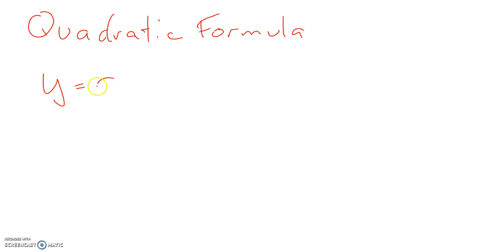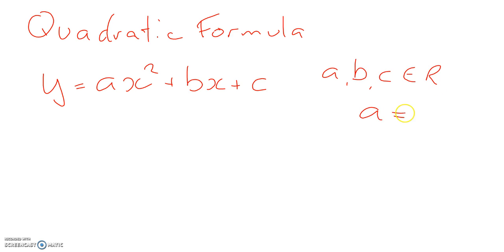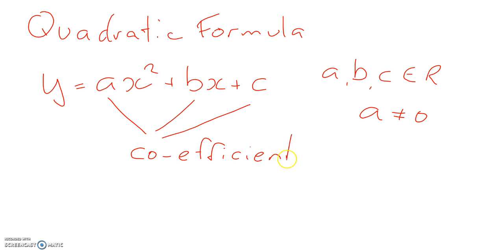And first of all, you've got to have the equation in the general form. When it looks like that, and a, b, and c are all real numbers, a not equal to 0, and as we know, these numbers we call coefficients. So a is the coefficient of x squared, b is the coefficient of x, and c is the constant, or the coefficient of x to the power naught. Okay, so what is the quadratic formula?